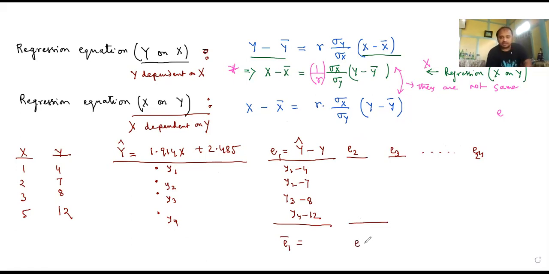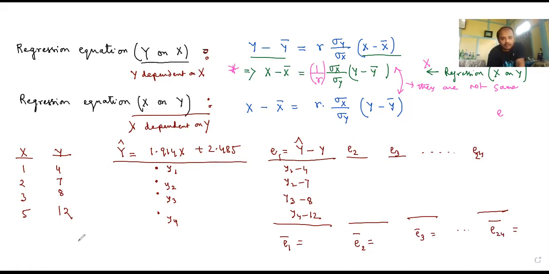This will be considered as E1 bar. This will be E2 bar. This will be E3 bar. And it will go on in this manner. If we go on, this will be E24 bar.